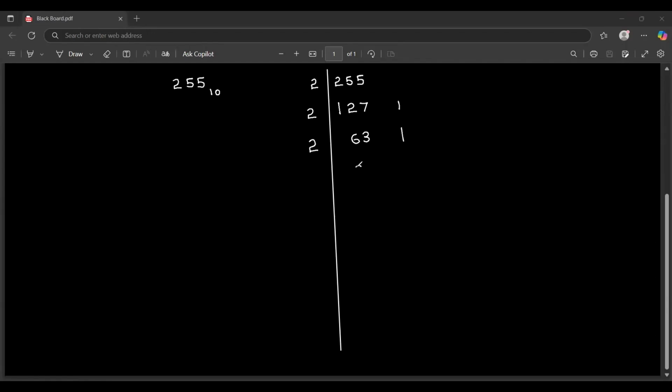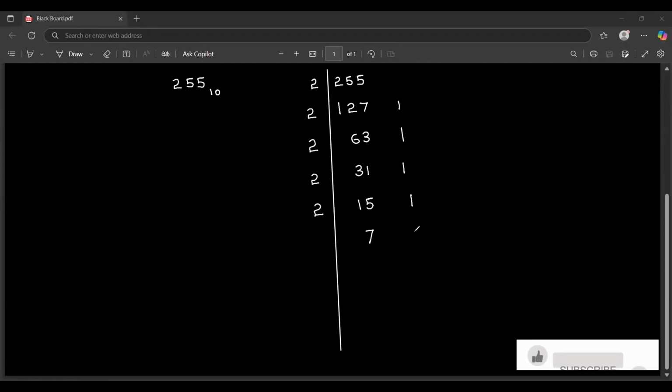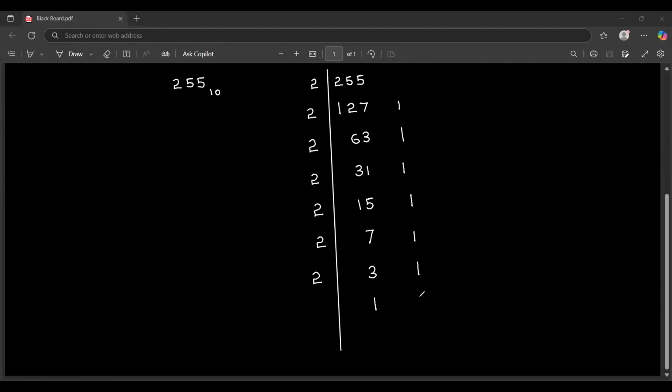If you divide it by 2, it will be 31, remainder will be 1. Divided by 2, it will be 15, remainder will be 1. Divided by 2, you will get 7, remainder will be 1. You divide by 2, you will get 3, the remainder will be 1. Divided by 2, you will get 1, and the remainder is 1.